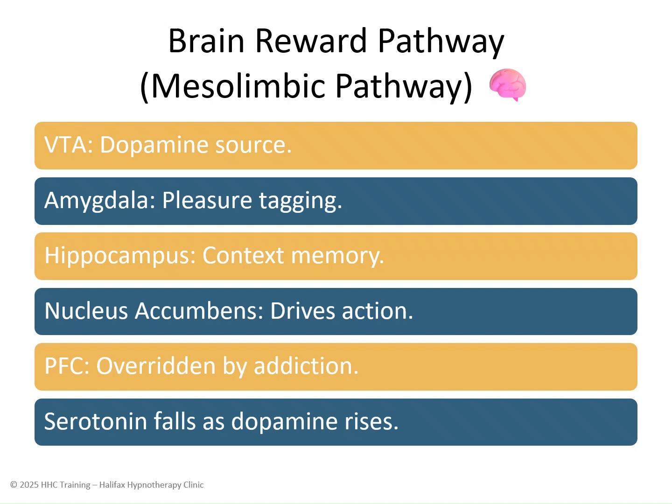Now let's explore how the pathway creates a loop. Let's use the example of eating a delicious piece of cake. You take a bite. The VTA releases dopamine. The amygdala says, "This is amazing. I feel happy." The hippocampus notes, "I'm at this cafe eating this specific chocolate cake. I need to remember this."